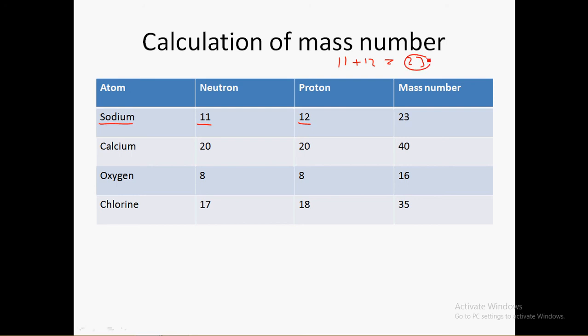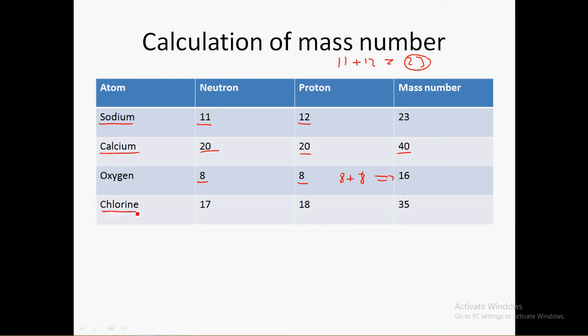Our second example, calcium. The number of neutrons of calcium is 20, and the number of protons of calcium is also 20. So when we add up, we have 40. The mass number of calcium is equal to 40. Oxygen, as we also calculated in our lesson, has 8 neutrons and 8 protons in total, so 8 plus 8 gives us 16. This is the mass number.